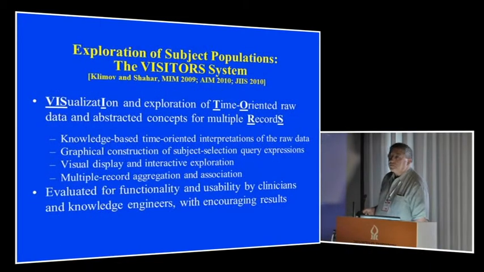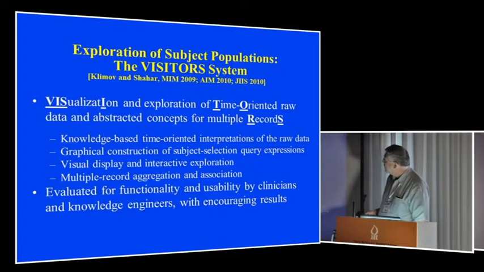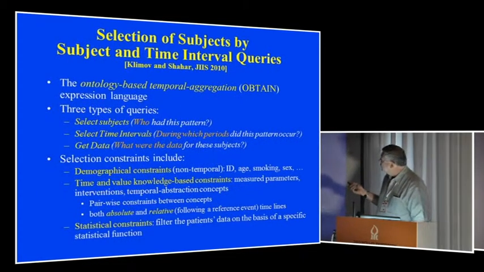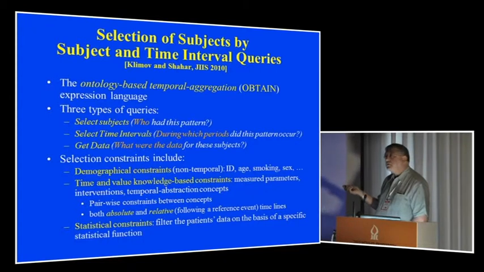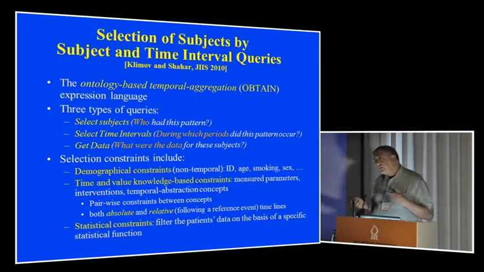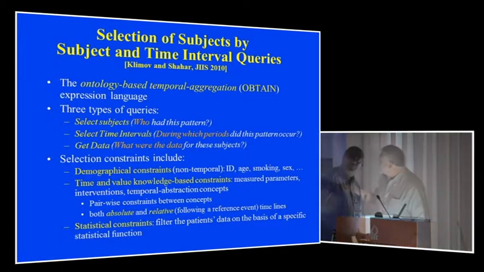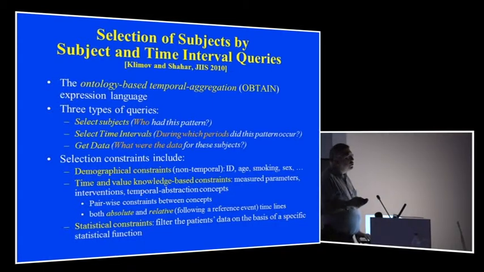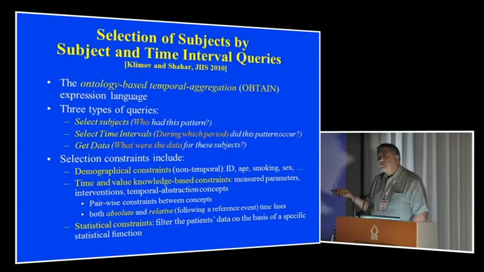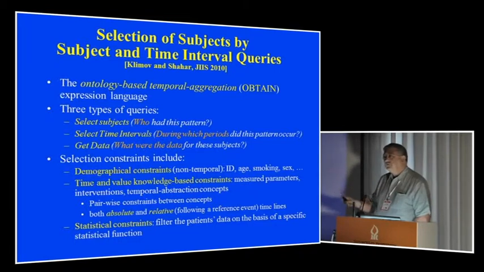Now we extend it into looking at thousands of patients using the visitors system, which actually does it for multiple records. And in the case of the visitor system, we would like to now ask not about one patient, but about 100,000 patients. First of all, we would like to select patients such as females above the age of 35, but we can also select females above the age of 35 who had gradual deterioration of their kidney functions, which of course again requires the same knowledge that we have shown earlier in my talk in order to abstract the data. We would sometimes like to select time intervals, such as show me a period after the bone marrow transplantation during which at least 20% of the patients had very low levels of function of the liver.